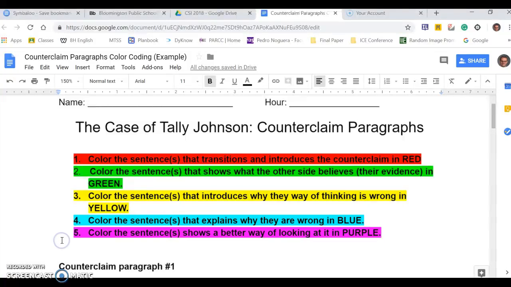So the first sentence or sentences of these paragraphs should have transitions, and they should also introduce the counterclaim, which is the other person's argument. The next sentences should be what that other side believes or their evidence. The next sentence or sentences should also then introduce why their way of thinking is wrong. The next few sentences could explain why that is wrong. And then finally, the last few sentences are going to show that better way of thinking.